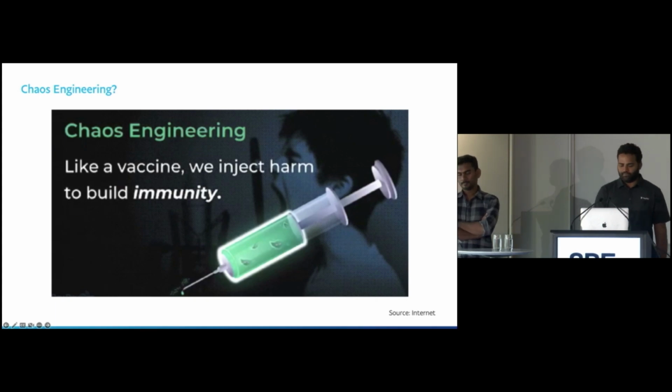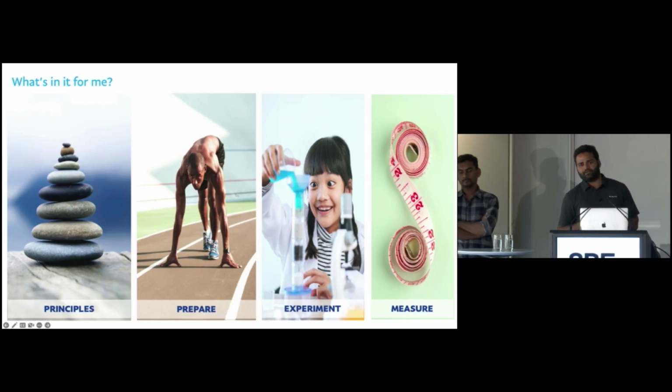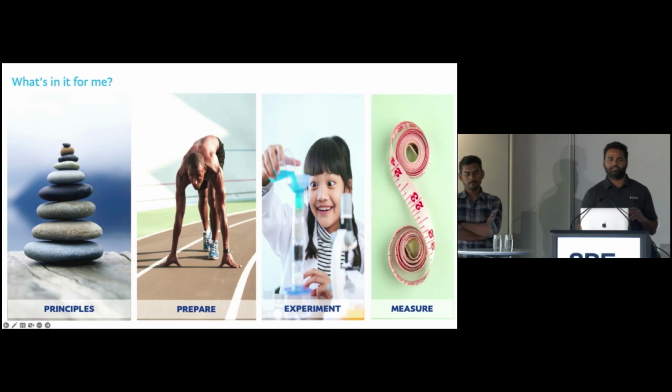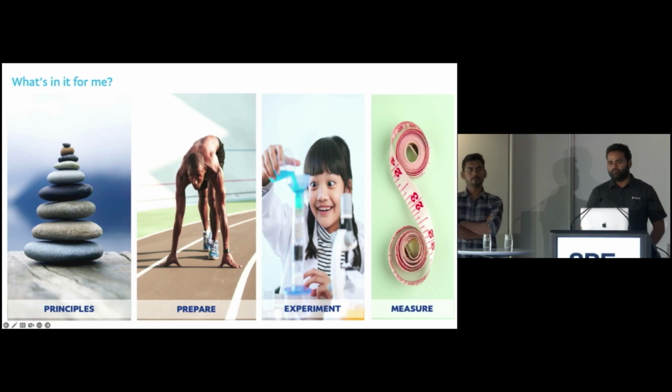The main purpose of this talk is that we started our chaos journey in our firm roughly 2 years back, and we had a lot of learnings from when we started until now. We'd like to share our journey briefly, starting with principles. How do you prepare in your firm if you want to get started with chaos, and how do you conduct an experiment, which we call a game day, and once you conduct an experiment, how do you measure it?